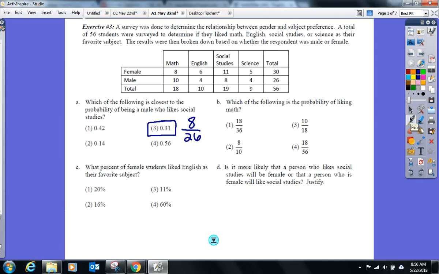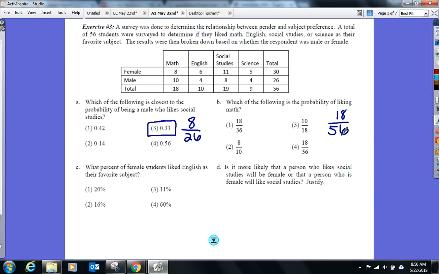Probability of liking math. Any gender given? Okay, so how many like math? 18 out of 56. No gender, I go the full student body. I guess I could say yes right there.